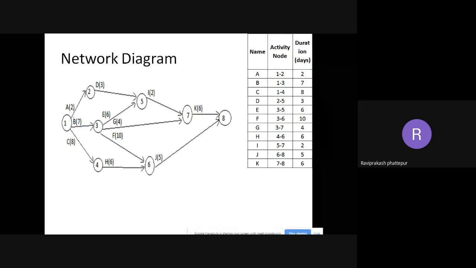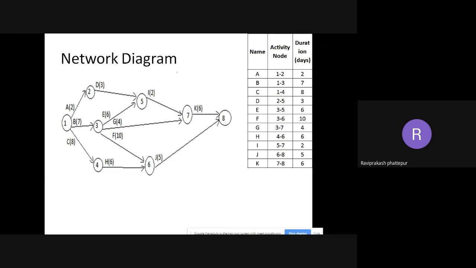The forward pass we will always write on top of the arrow. If you see here A, 2, this line is the activity. On top of that we'll write again in a bracket, or in some textbooks they put square boxes, two values: the start time and the end time. So this is the forward pass. It starts from node 1 and ends at node 8, so we call this the forward pass, from 1 to 8.